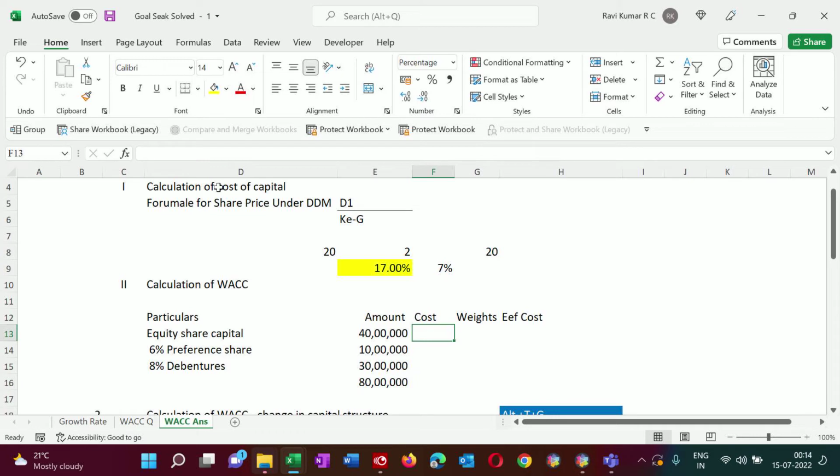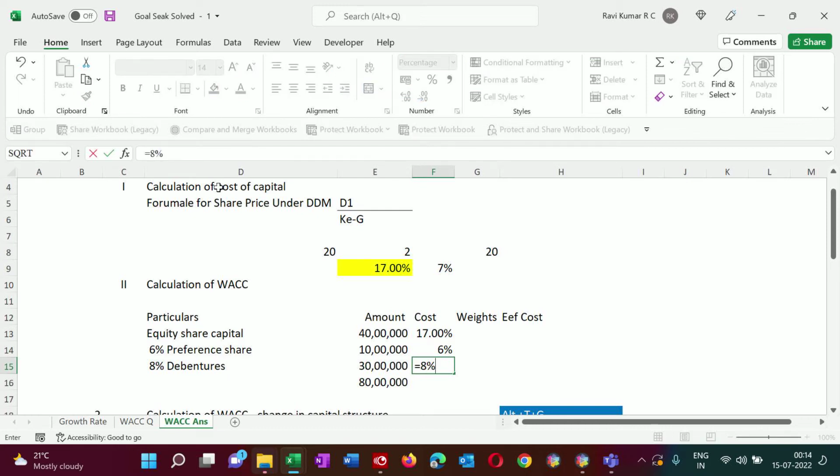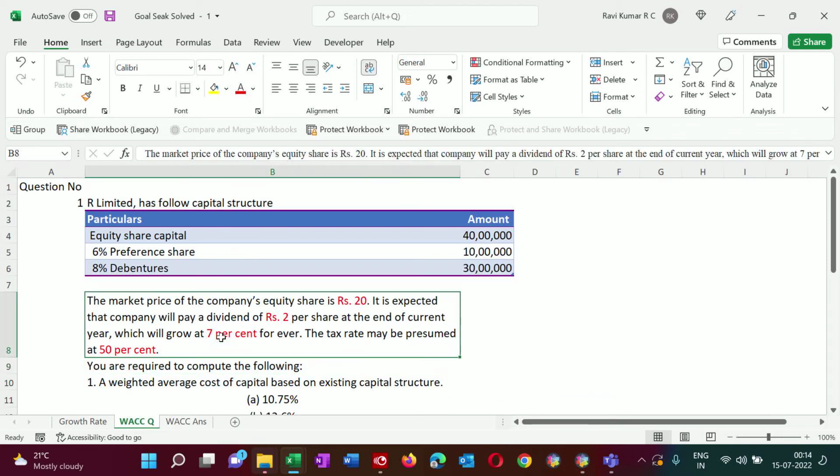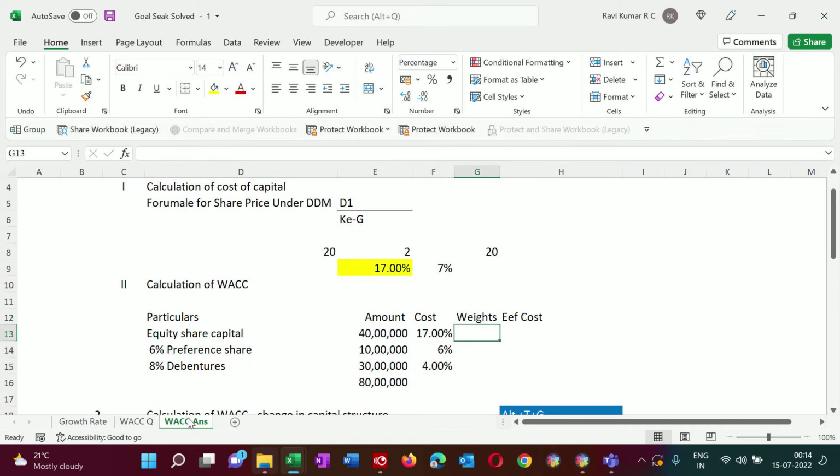Now I'm going to apply here. I'll take this 17% here and 6% here, and this is 8%, but they told that we're going to get a tax benefit, that is 50%. Therefore, the balance 50%, I've taken it here. You can look at the formula for the problem. The problem says 50% is the tax benefit. Accordingly, I've taken it.